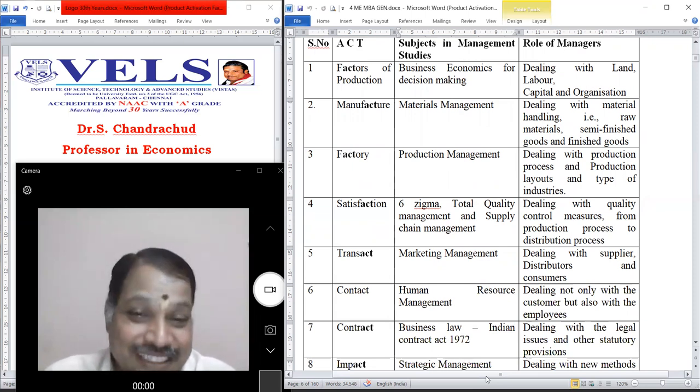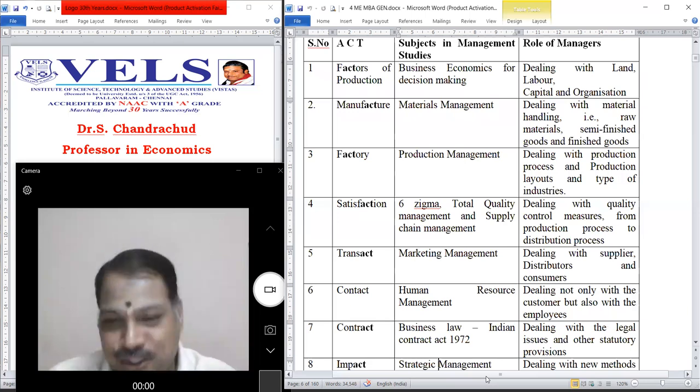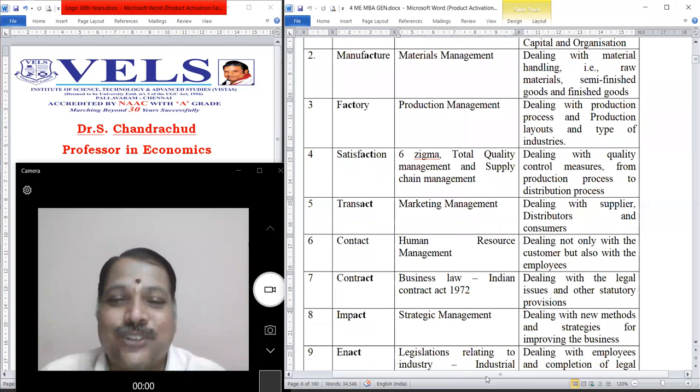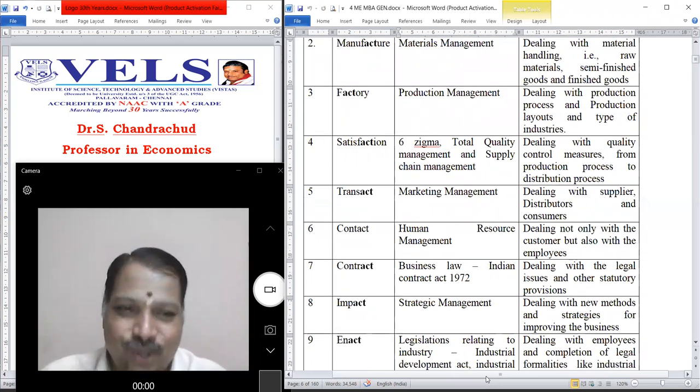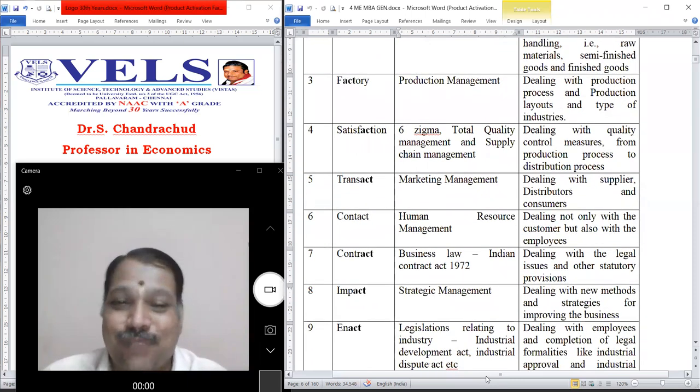The next keyword is transact. What are the roles and responsibilities related to that? It is called marketing management. It's dealing with the supplier, distributor, and consumer. The next keyword is contact. It is called human resource management. So dealing not only with the customer, but also with the employees.